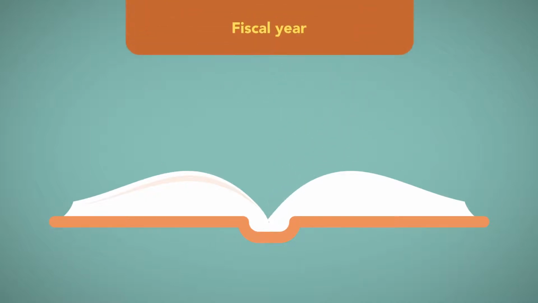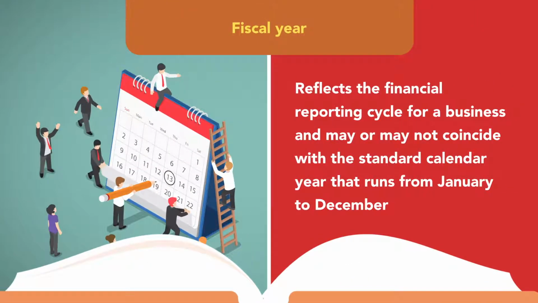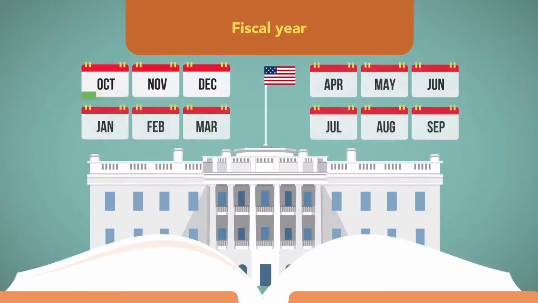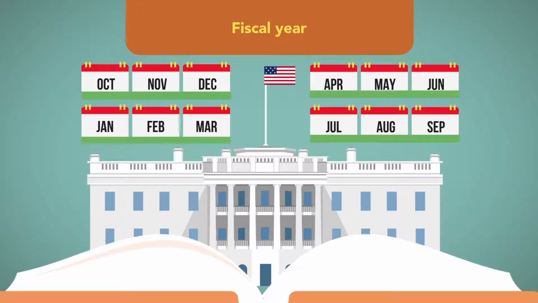A fiscal year is the year that reflects the financial reporting cycle for a business and may or may not coincide with the standard calendar year that runs from January to December. For example, the fiscal year for the U.S. government runs from October through the following September.